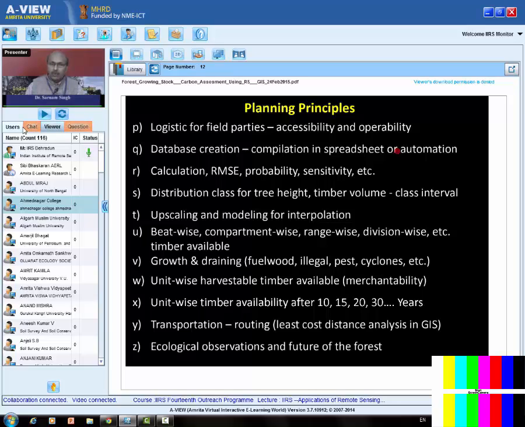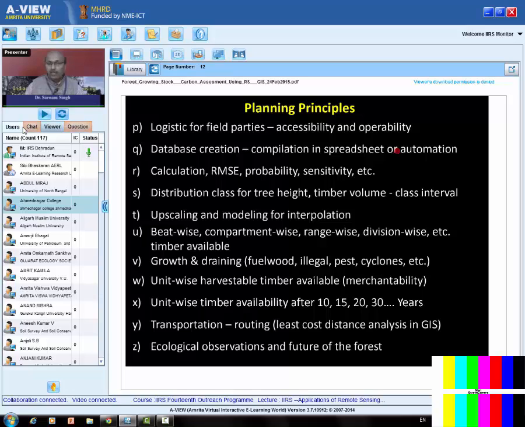Then we can also do the growth and drain. That means what is the increment and how much has been lost to fuel wood or illegal cutting or pests and cyclones, because of which these trees have been destroyed or uprooted. So we can account for that also. For that, we should have a provision in the format to note down things in the field itself. Then unit-wise harvestable timber available. That means if you want to sell, how much, what is the merchantability of the timber? We should also work on that.